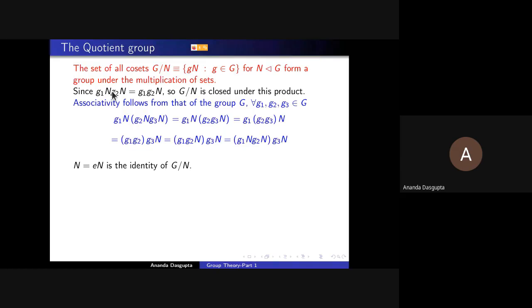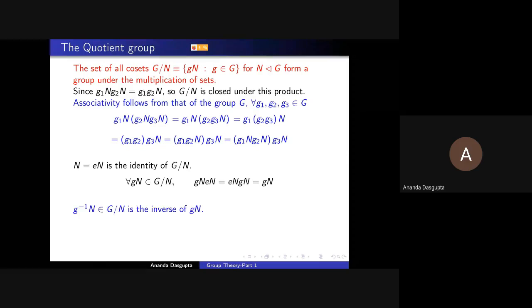And what about the inverse? G inverse, well, if G is an element of the group, G inverse is also an element of the group. G inverse N is a coset. That has to be the inverse of GN. Because G inverse N times GN is going to be EN. And EN is N. That's the identity. Remember, the identity is the identity for this particular group. It's N now.